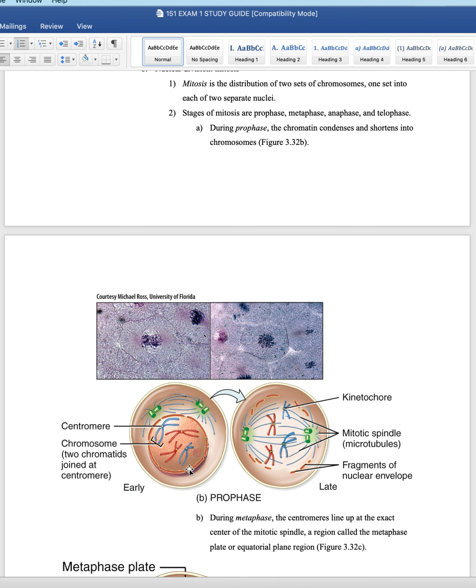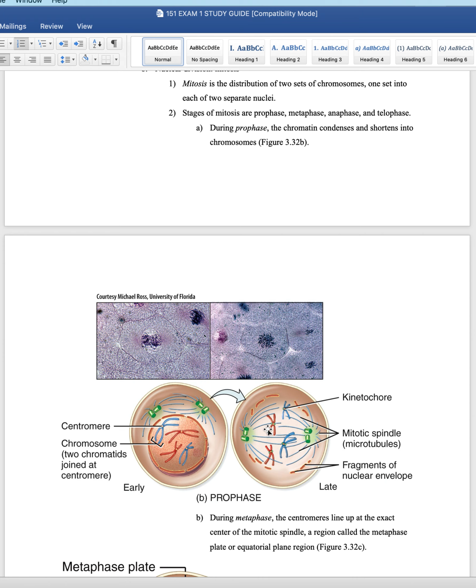So prophase has an early and a late. Anaphase also has early and a late. And in the early stages, we still have a nuclear envelope and still have some chromatin. That's here. In the late stages, we're condensing pretty much entirely into chromosomes, and we have no nuclear envelope.